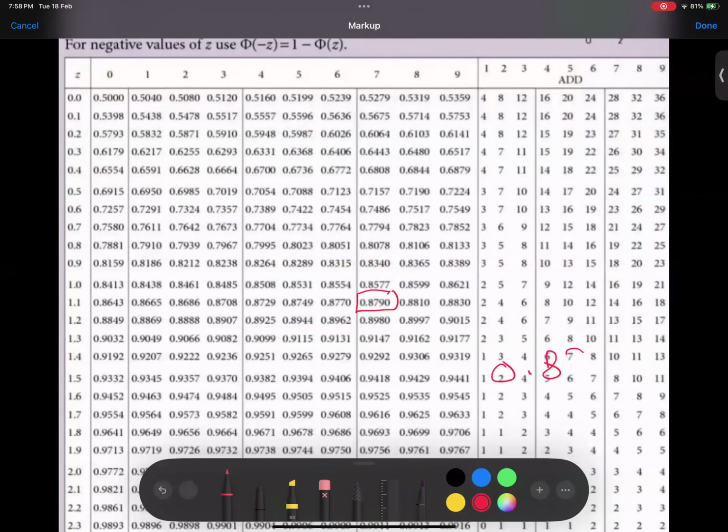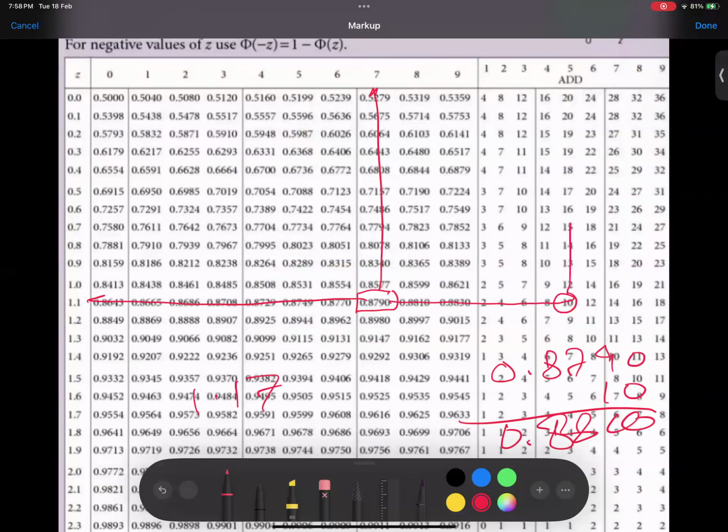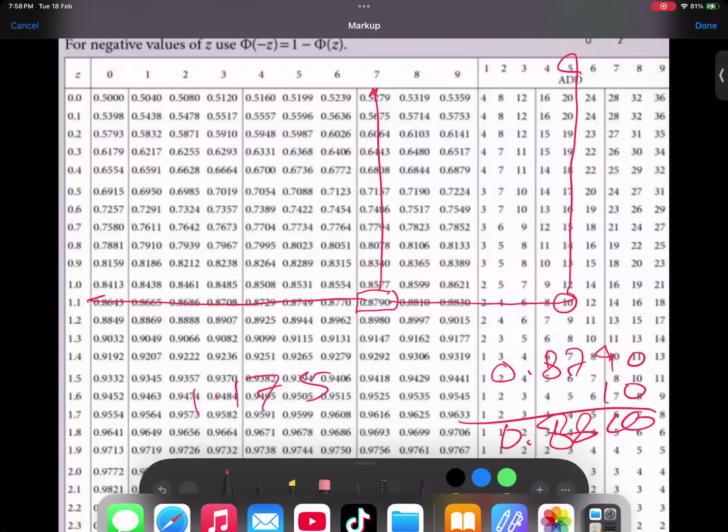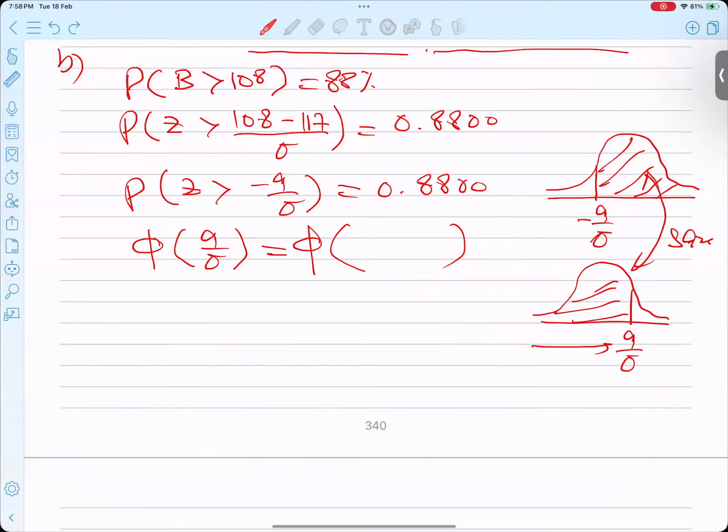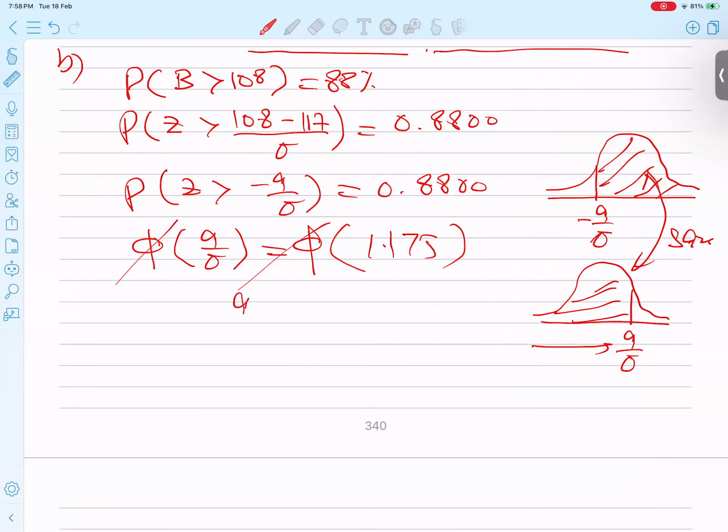So 0.8790, if I add 10 here, it gives you 0.8800. So this number from here, 1.1, from top, I get as 7. So it means this. And how much do I need? 10 more. 10 is this, so this number 5. So 1.175. I'm writing here 1.175. This cancels out, okay, and we get 9 over sigma equal to 1.175.